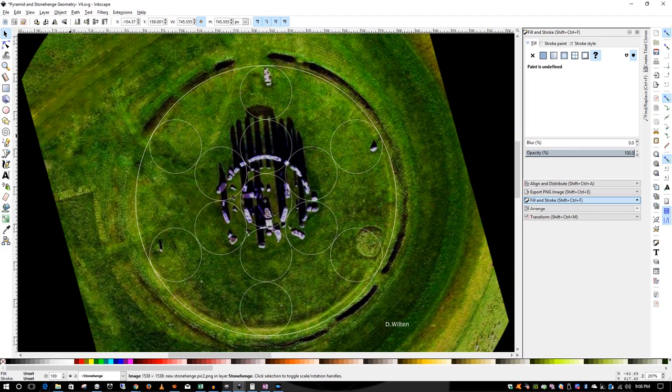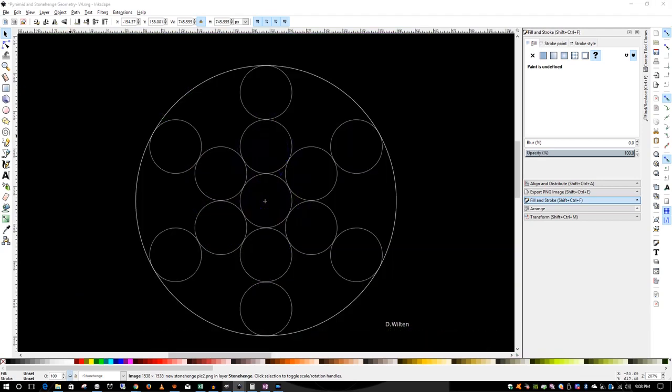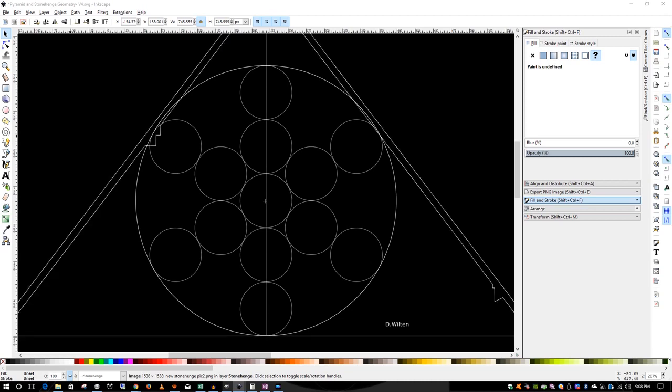So now we're going to take that over into the Great Pyramid. Let's take Stonehenge and turn it off, and then let's turn on the Great Pyramid. And let's take a look at some frames of reference.